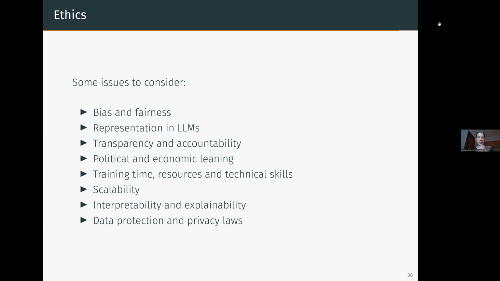Also there's political and economic leaning. That's quite obvious. It comes with the biases that are in society, which are basically put in. That's trouble if you, as a political scientist, for example, want to measure something. You don't only have the political bias that comes in your data, but also the one that's inherent to the model. Then also you need lots of training time. These things need to run somewhere on a big computer, and you need some technical skills.